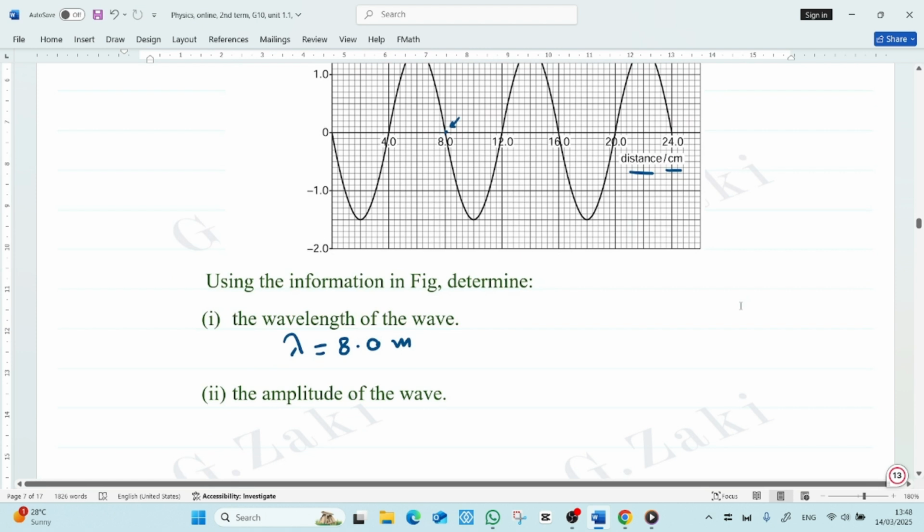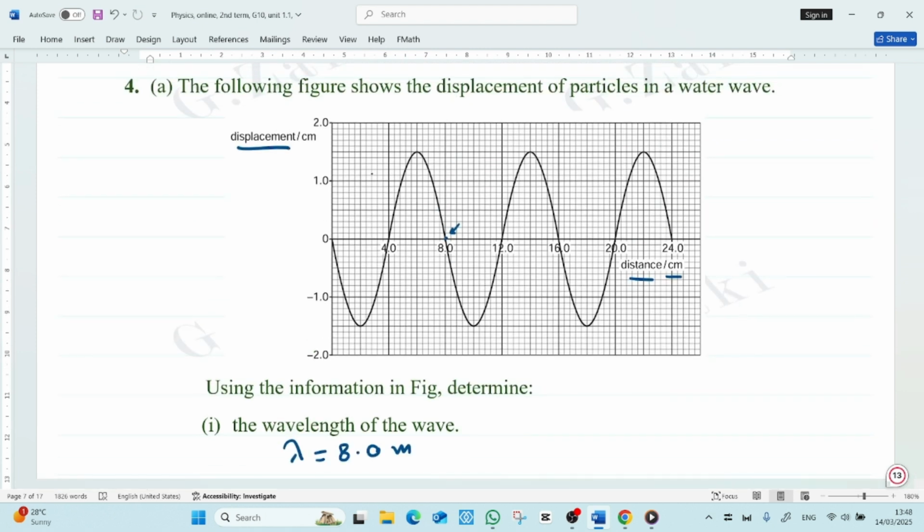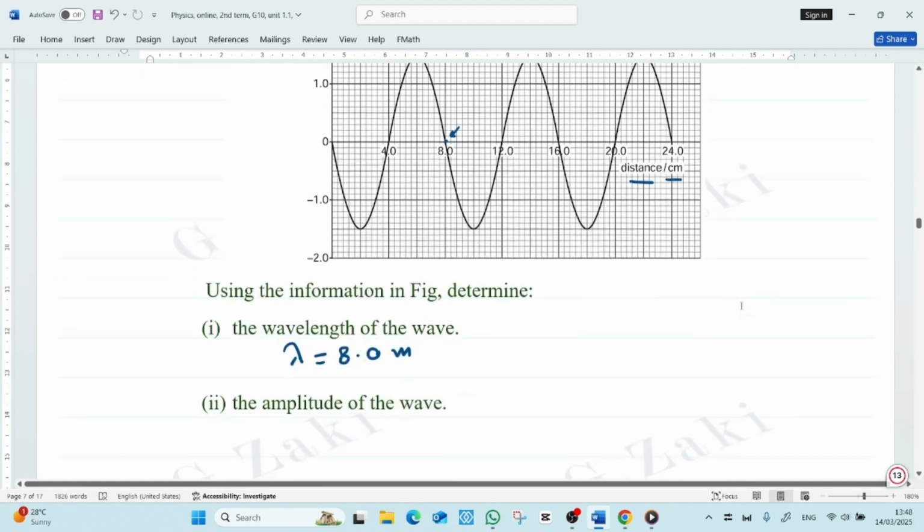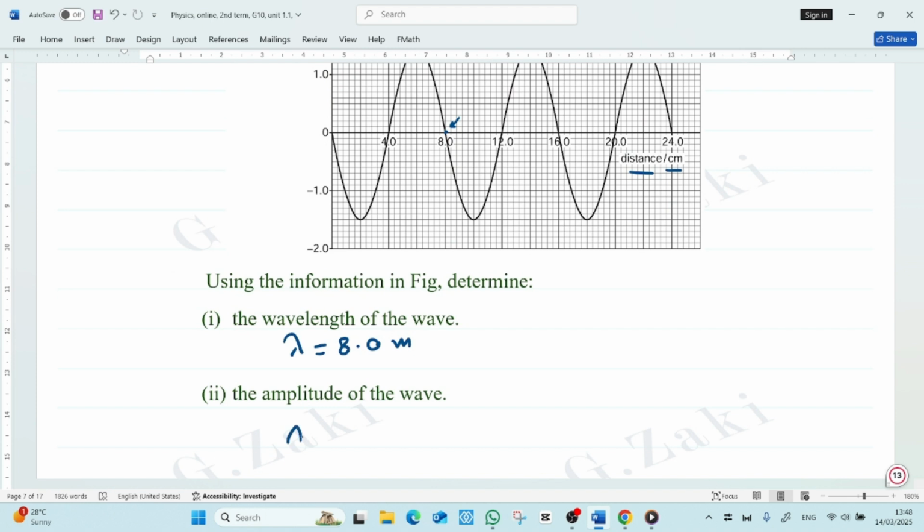Next part, the amplitude. The amplitude is the maximum displacement from equilibrium position. The maximum displacement or the distance from crest to the center of the wave. It's 1.5 and the unit is centimeter. Then the amplitude denoted by A equals 1.5 centimeter.